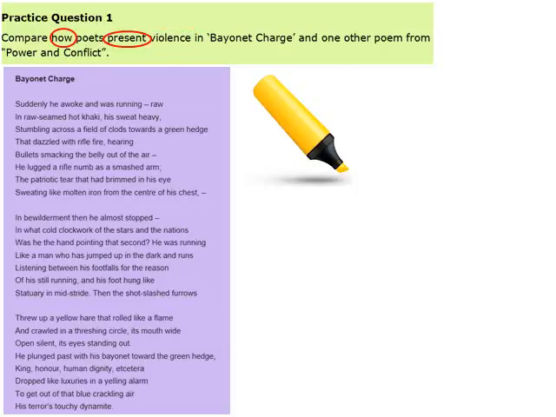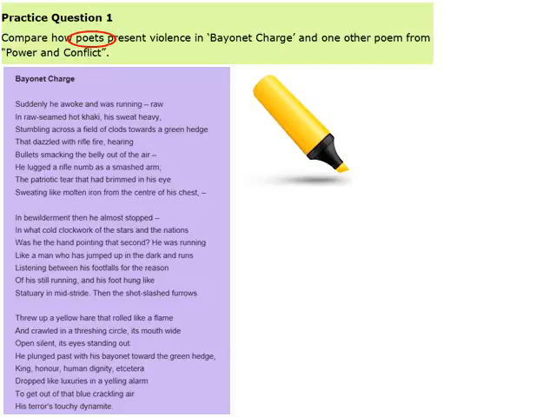So back to highlighting the question. We're next going to notice that the question uses the word how and the word present. This tells us that we need to focus our answer on the techniques and methods that the poets are using. This should include ideas about language, structure and form.